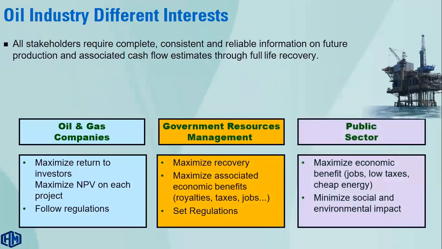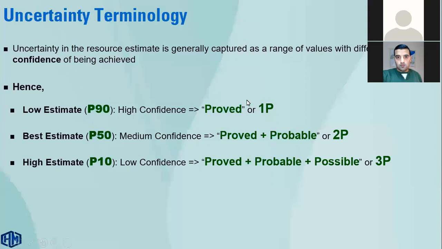So as you can see, we have different interests in oil and gas reserves. The first interest is for the oil and gas operators, oil and gas companies. They are interested to maximize return equivalent to proved reserve, or 1P. P50 is a reserve at 50% probability, or 2P equals proved plus probable. P10 is reserve at 10% probability, which equals 3P: proved plus probable plus possible reserve.